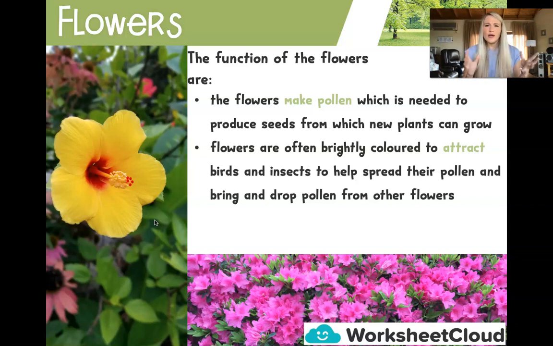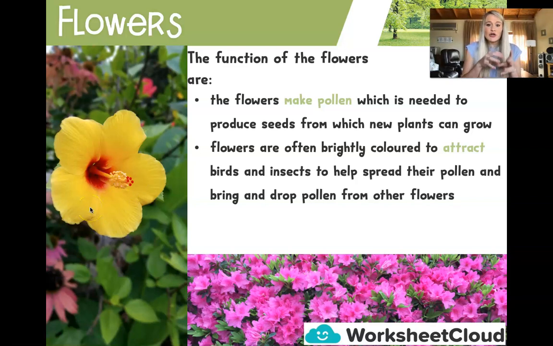So if you ever wonder why flowers are so bright and beautiful, it's actually to attract insects and other animals and creatures, because when that insect comes to the flower, so let's take a bee, for example. A bee looks at this beautiful yellow flower, lands on the flower to drink up all that delicious nectar. As it's drinking up that nectar, the pollen then sticks to the legs of the bee.